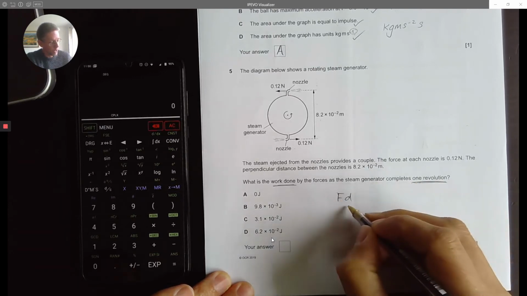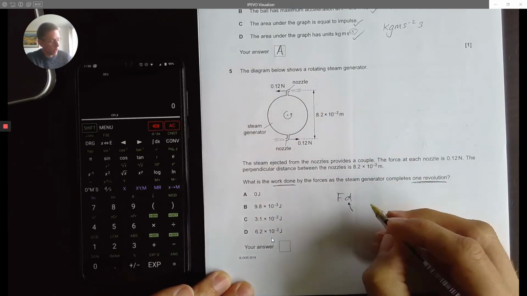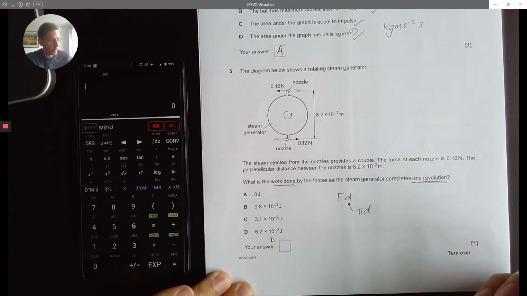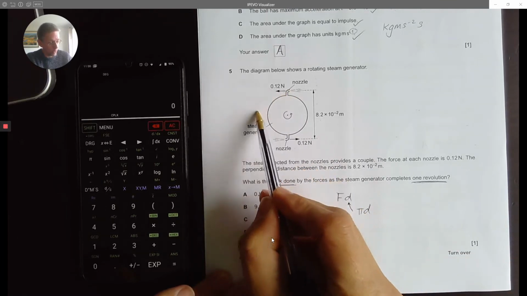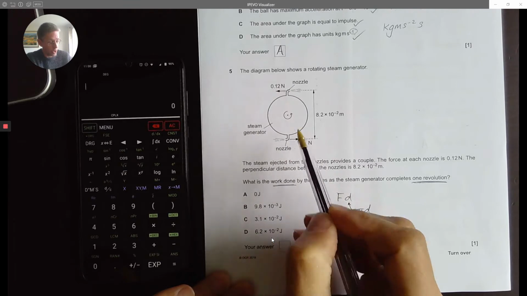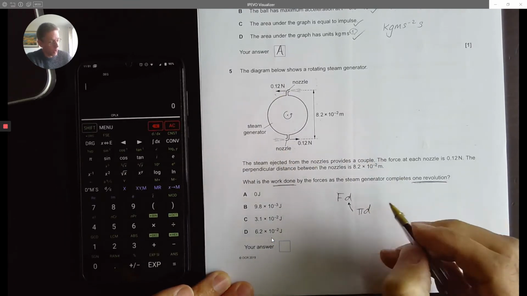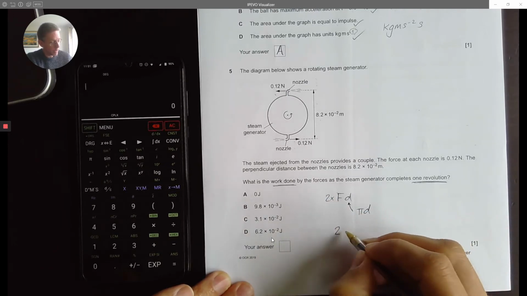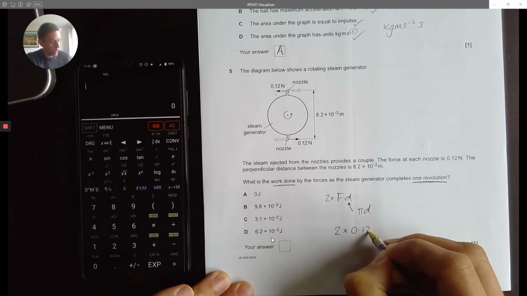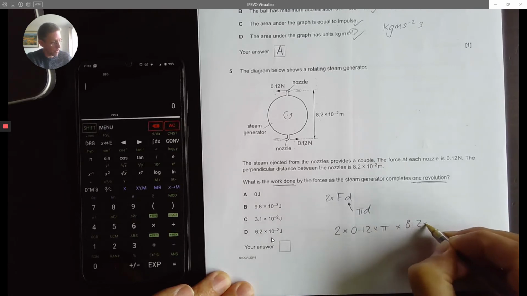So the distance here is 1 complete revolution all the way around, which is pi times the diameter. And then that will give us the work done by one of the forces, but in fact there are two forces, both of them are 0.12 newtons, so we've actually got 2 of those because there are 2 forces. So our answer is going to be 2 times 0.12 times pi times the diameter, which is 8.2 times 10 to the minus 2.